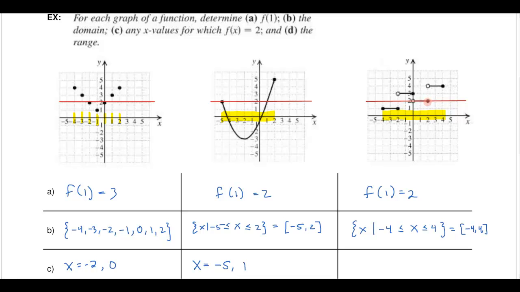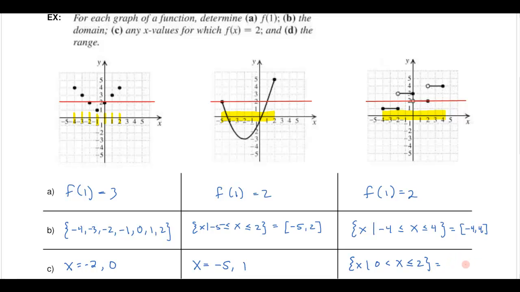and all of these values between 0 and 2, including 2. So this would be the set of x such that x is strictly greater than 0, as long as x is bigger than 0, and at the same time less than or equal to 2. All of those x's are going to have an output, a y value, of 2.